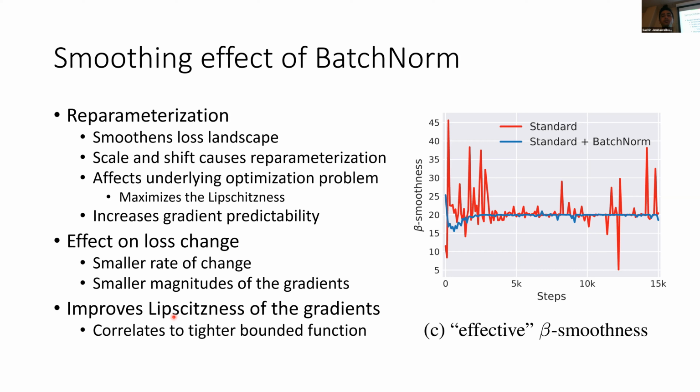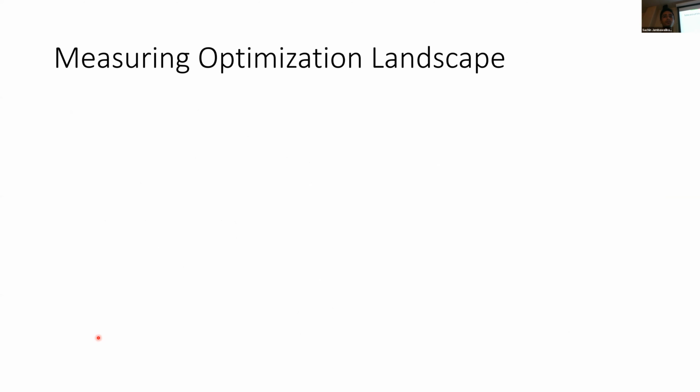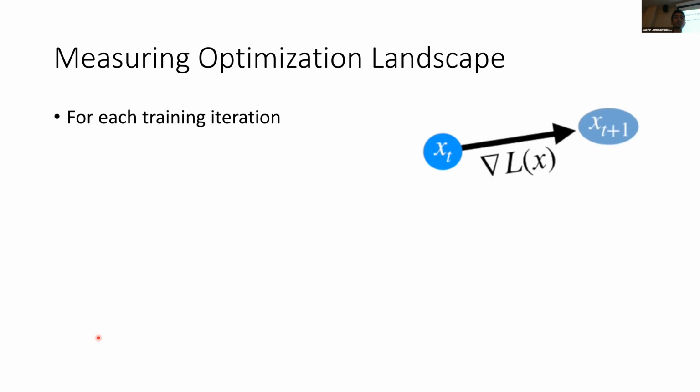And finally, it's shown that it improves the ellipticness of the gradient. So this basically correlates to a tighter bounded function, and it improves the optimization. So to measure the optimization landscape, in each training iteration, if we are at a point x of t and apply this update, we reach another point.